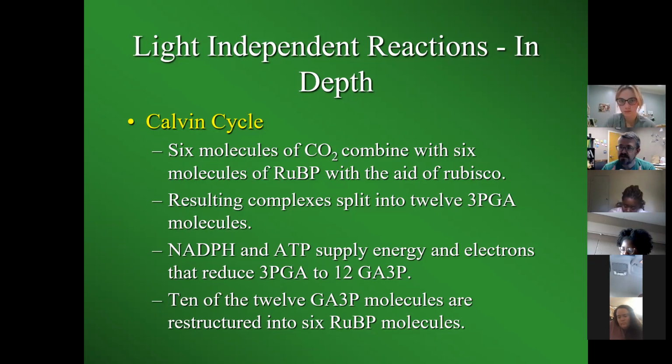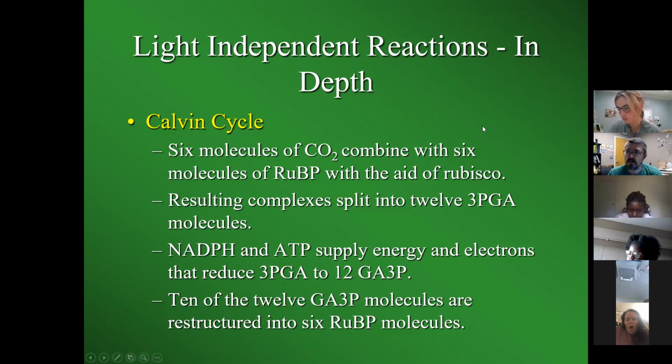So these things come together, 6 carbon dioxide, 6 RuBPs, they result in 12 PGA molecules. And so we've got these 3-PGAs, there's 12 of them. You don't have to worry about what a PGA is, it's just an intermediary molecule. We take the energy that's been stored in NADPH and ATP from the first step of photosynthesis, and it supplies the energy and electrons to reduce 3-PGA to 12 GA3P. So we're creating these new molecules.